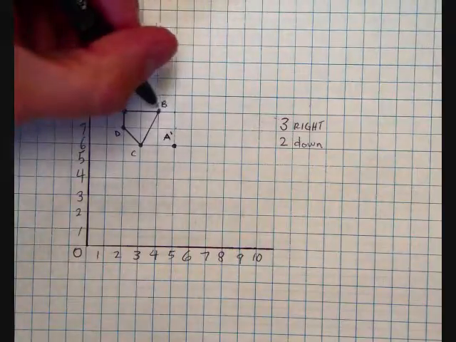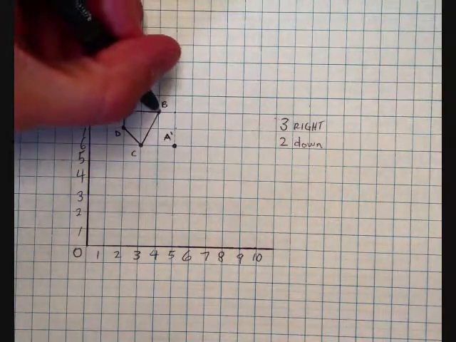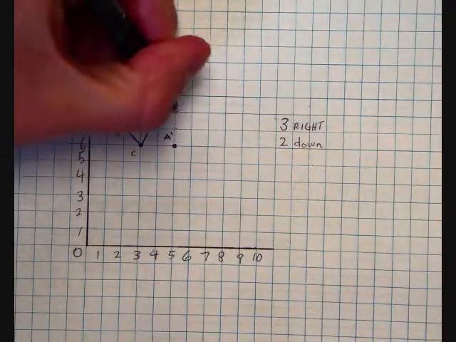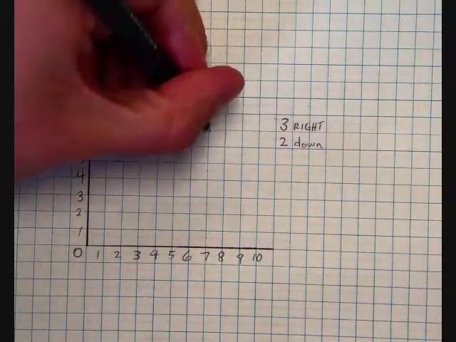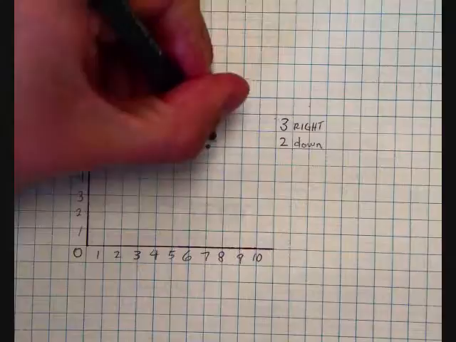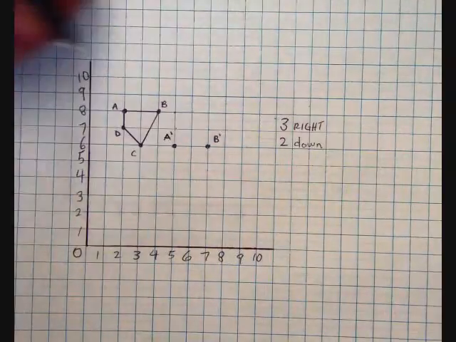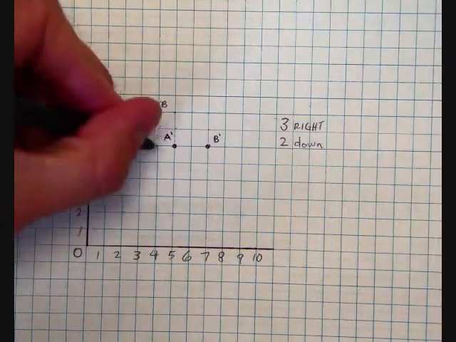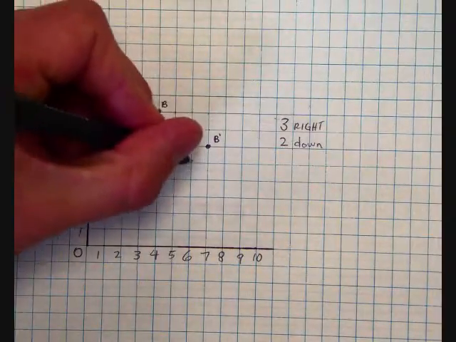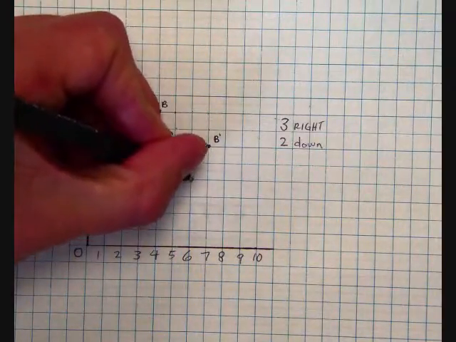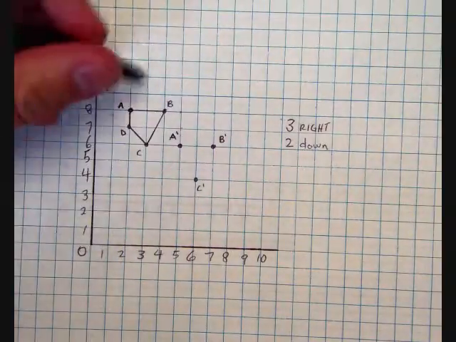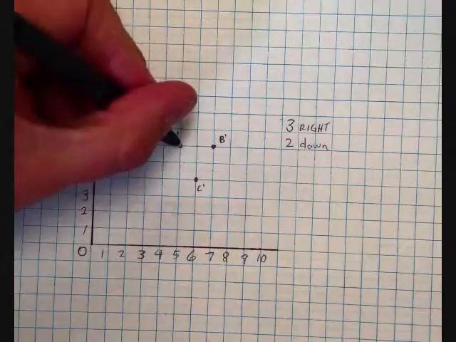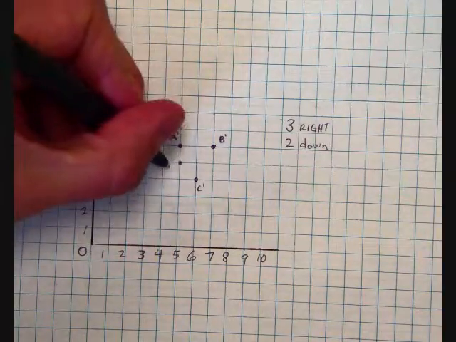Next, I'm going to do the same thing with my B point. I'm going to take my B and move it 3 spaces right and then 2 spaces down. 1, 2, 3, 1, 2. This is my new B point, and again I'll call this B prime to show that it's an image, not the original figure. Same thing with our C. 1, 2, 3, 1, 2. Here's our C point, C prime, and then D. 1, 2, 3, 1, 2. And this is D prime.